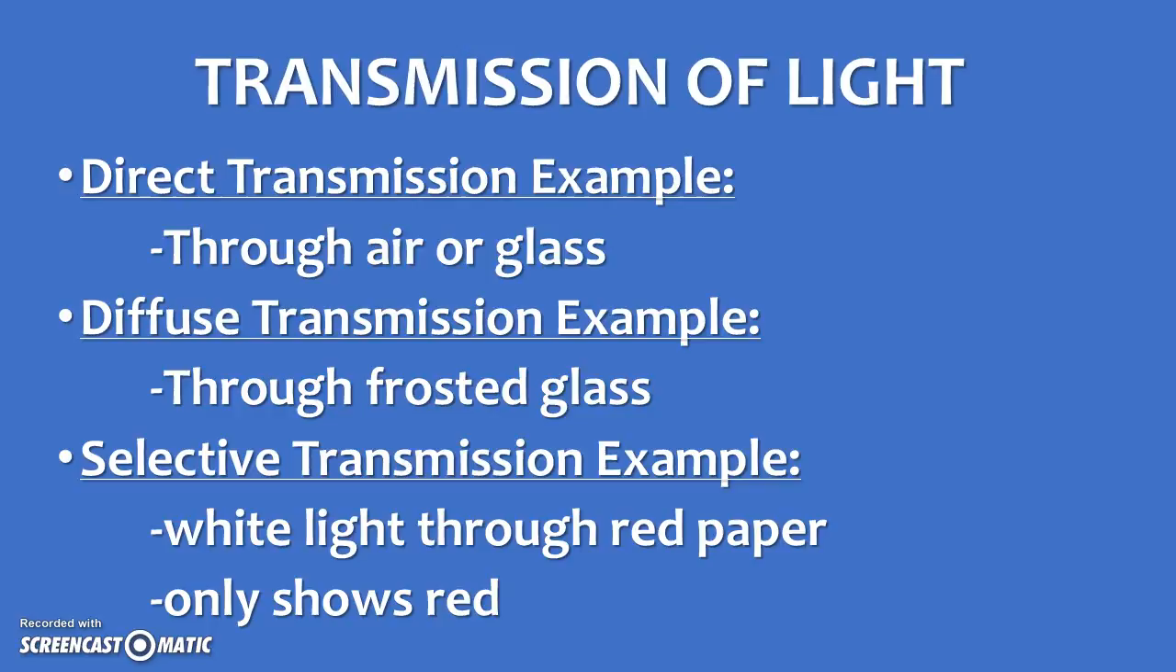Direct transmission, an example would be like through air or glass. When it goes through air, nothing's acting against it, so it just stays the same. Diffuse transmission would be frosted glass, because when it's traveling through frosted glass, it's going to be diluted a little bit. It's not going to be as bright as it was before. Selective transmission would be white light shining through red paper, because white light, remember what we talked about? It's all of the colors in visible light. So when it's shined through red paper, only red is shown on the other side. It's kind of cool.